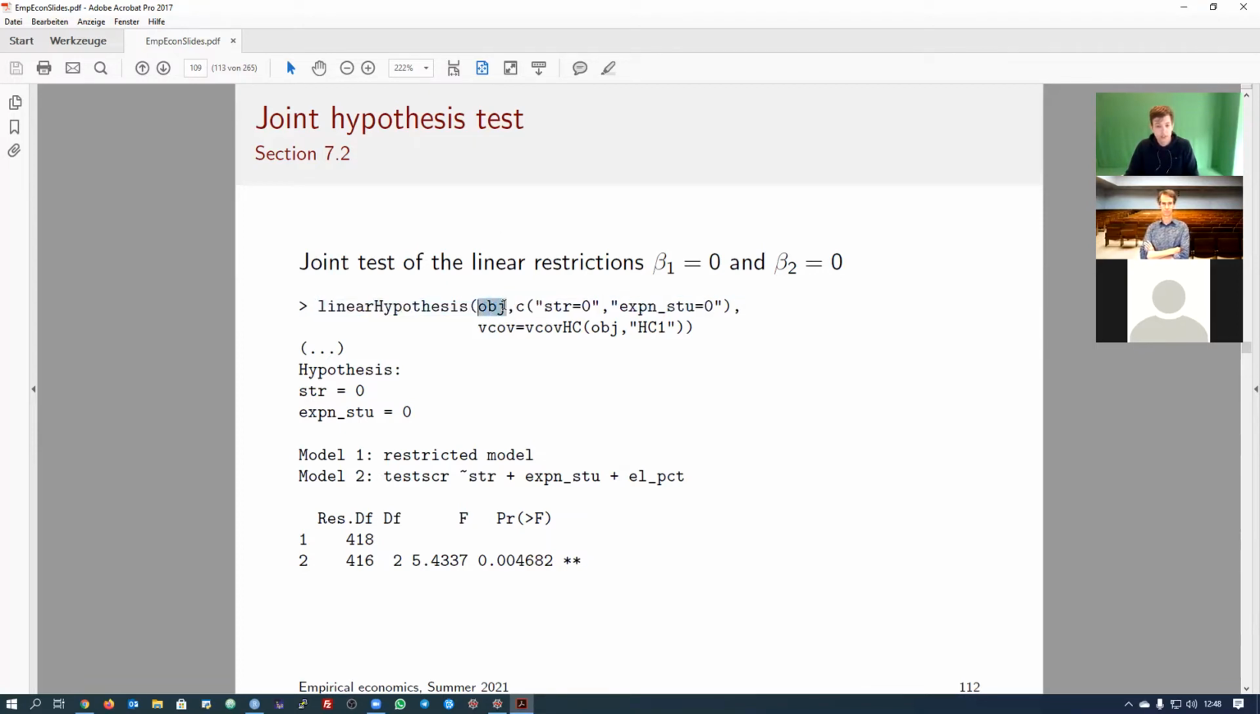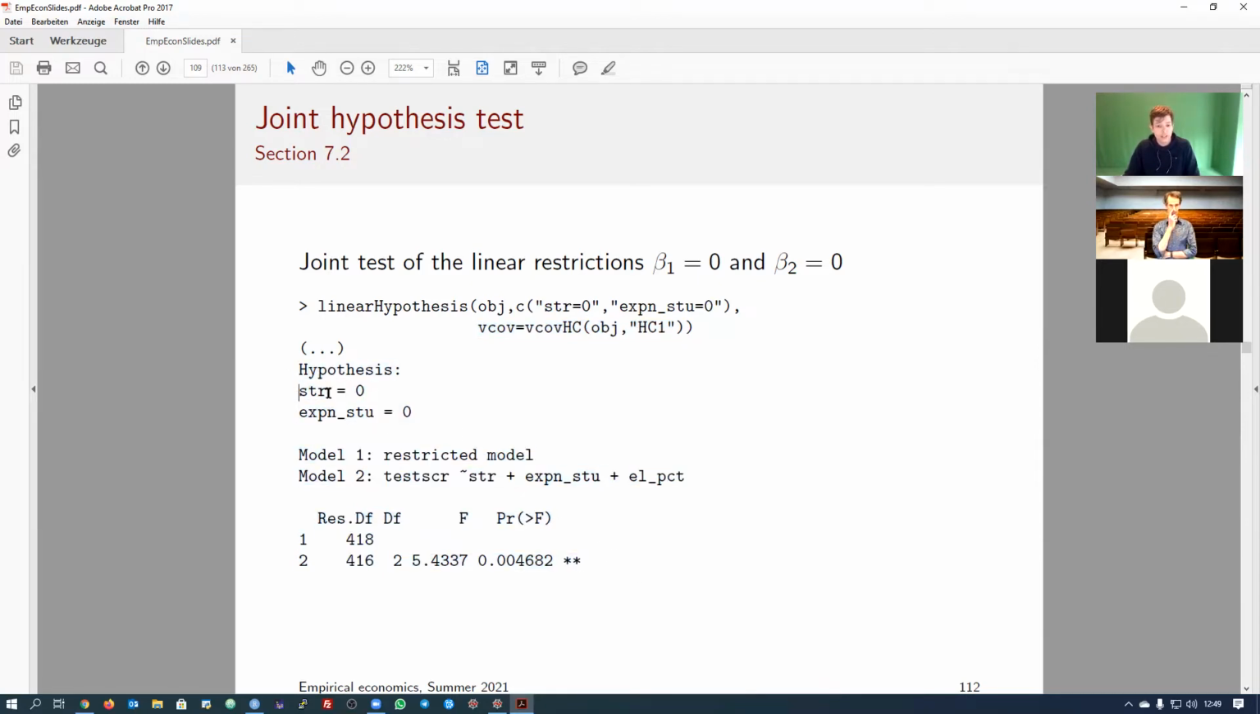As first argument, we put in the object, in this case our regression, that we would like to do the hypothesis test on. Then the second argument of the function is a vector, with a small c function, that contains as strings the hypotheses we want to test. These hypotheses are separated by a comma. So the first hypothesis we want to test is STR is equal to 0. The second one is expenditure per student is also equal to 0. So these two jointly don't have an effect. And again, we account for heteroscedasticity in our data by stating that the variance-covariance matrix is a heteroscedasticity robust one. If we run this line of code, we will get this output down here as an answer.